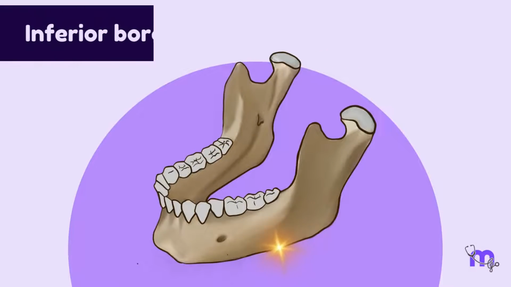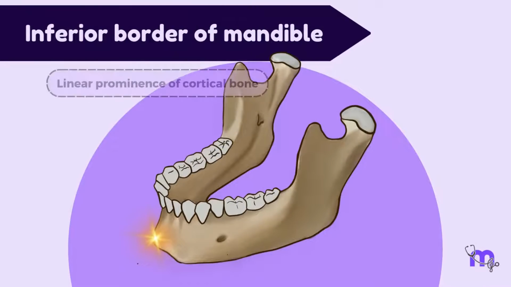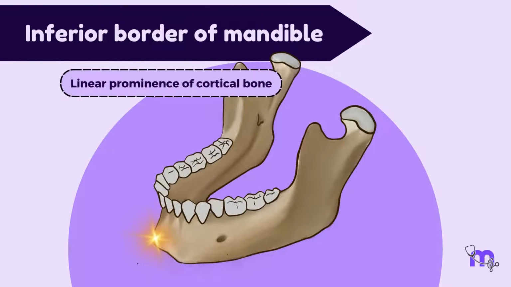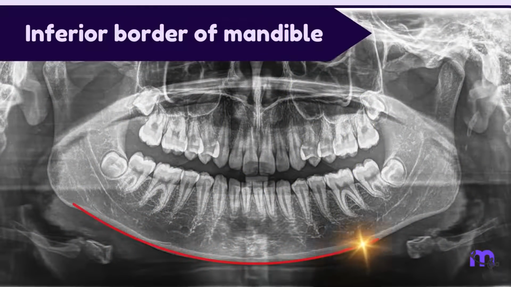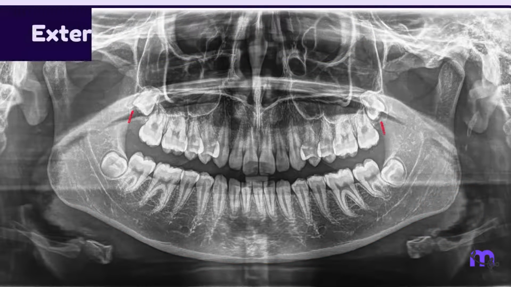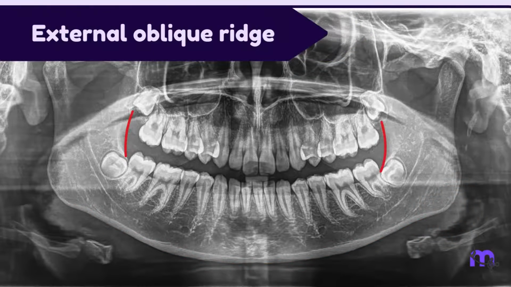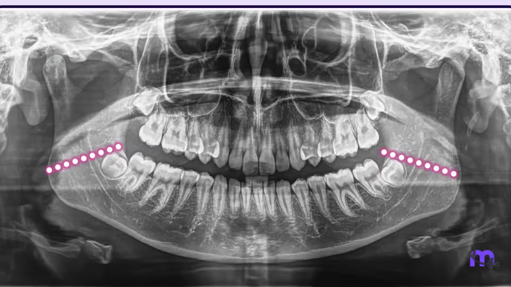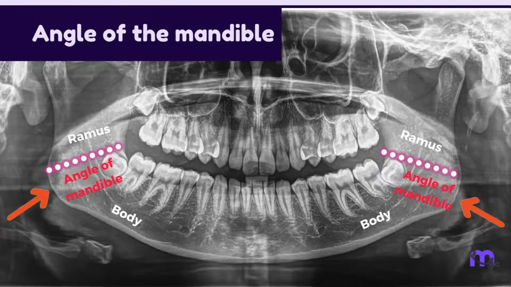Next, we have the inferior border of the mandible, which is a linear prominence of cortical bone. On the OPG, it appears as a dense radio-opaque band that outlines the lower border of the mandible. Along with this, the external oblique ridge is visible as a dense radio-opaque band that extends downwards and forwards from the anterior border of the ramus. Next, we have the region of the mandible where the body meets the ramus. This is the angle of the mandible which appears as a radio-opaque bony structure.